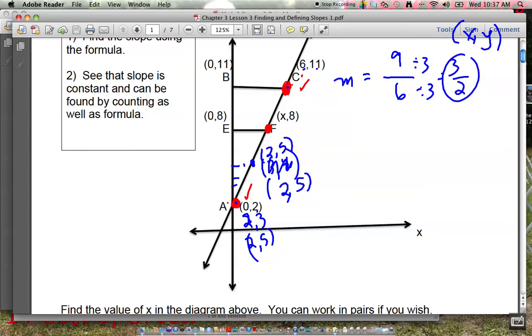Now, let's go up 3 again and over 2 again. Ready? If I go up 3, 1, 2, 3, don't I end up at 8? I was at 5 and I went up 3. Do I end up at 8? Okay, now I'm at 2, here's my 2, and I go over 2 more. Where do I end up? I'm at 2, I go over 2 more, where do I end up? 4. So the value of x is 4.